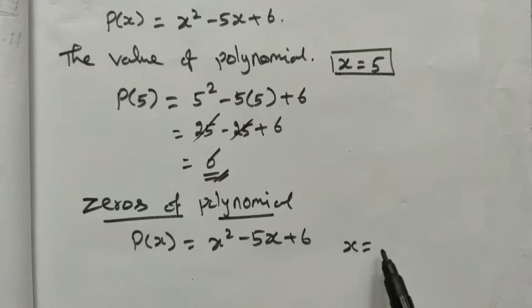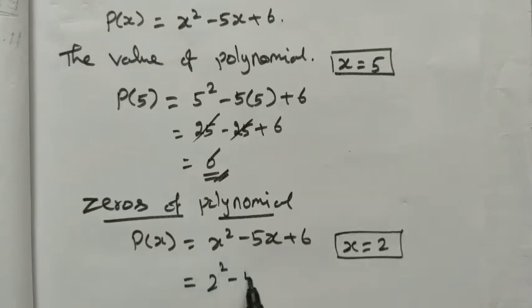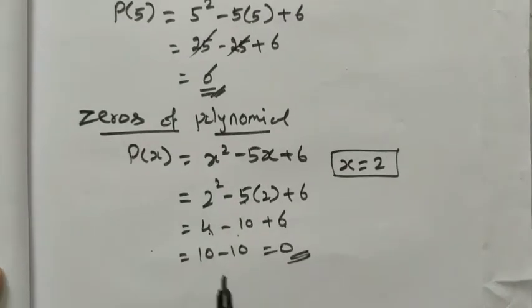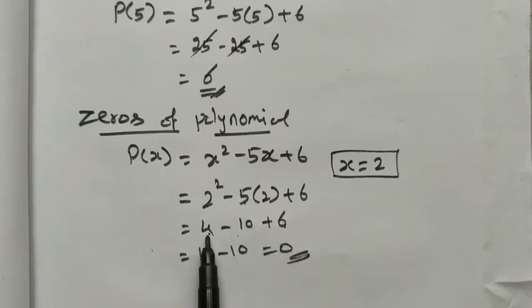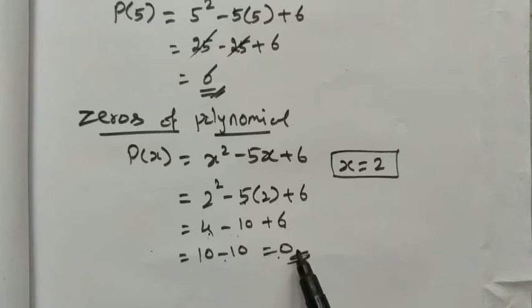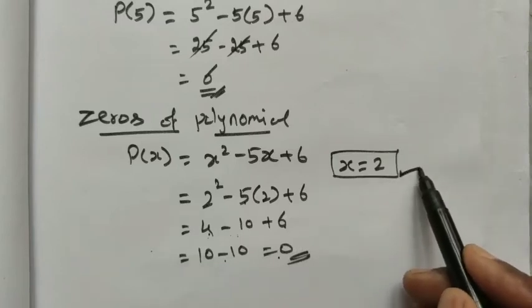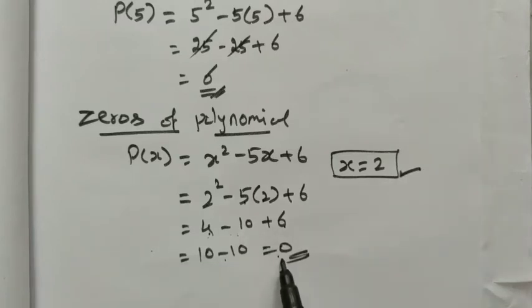Here I am going to put x is equal to 2. See, 2 square minus 5 into 2 plus 6. In the place of x only, I apply the value 2. 2 square is 4, minus 5 twos are 10, plus 6. 4 plus 6 is 10, minus 10 is equal to 0, right? When I apply the value x is equal to 2, we get 0 for the polynomial.